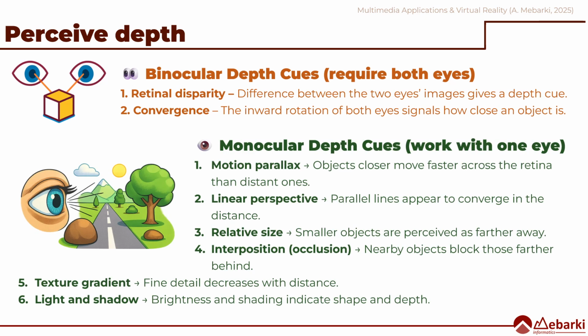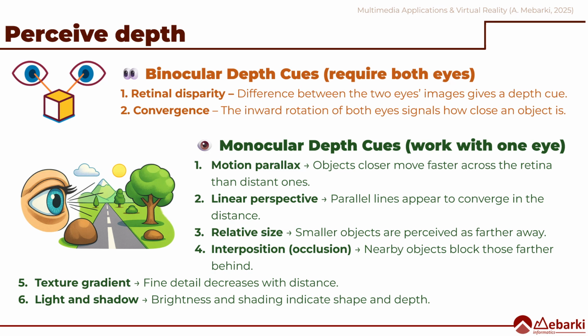Monocular cues, complementary depth information. Even with one eye, the brain can infer depth using several visual cues. Motion parallax. Nearby objects move faster across the field of view as we move or turn our head. Perspective. Parallel lines converge in the distance, like a road narrowing toward the horizon. Size. Familiar objects appear smaller when farther away, such as a distant person. Occlusion. One object blocking another signals which is in front, like a tree hiding part of a building.